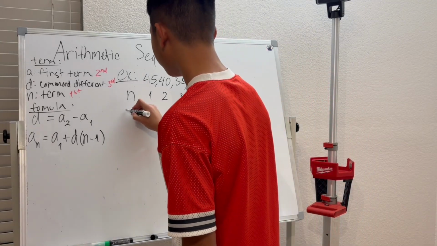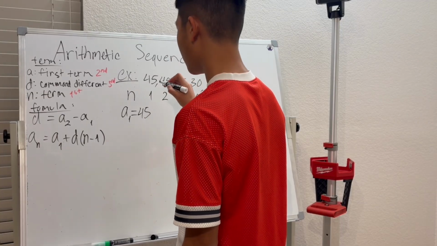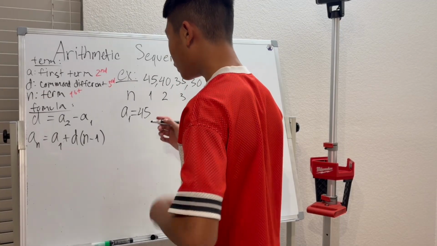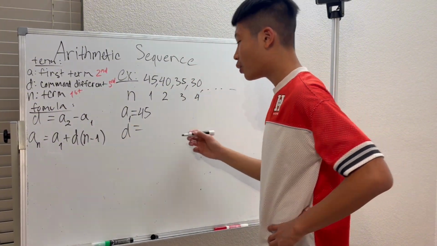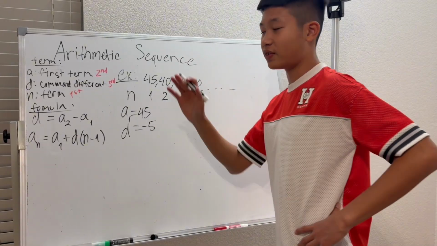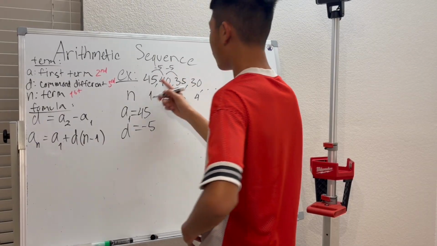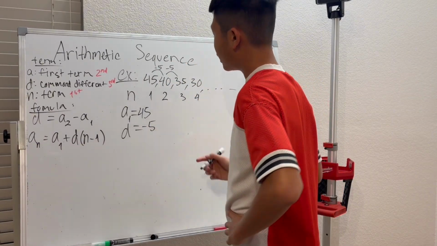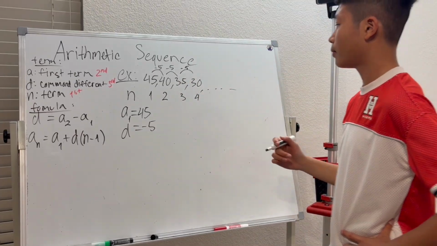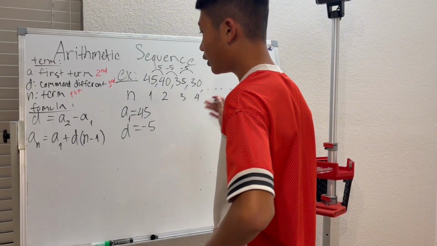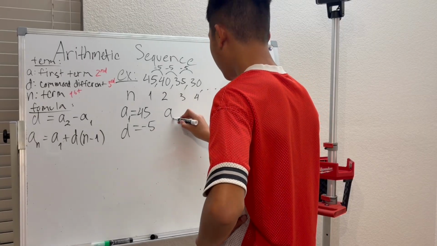Now let's find the first term, which is 45. And let's find the common difference. Use this formula: A2, 40, minus 45, which is -5. So we subtract 5 as we move down, and it's true, we are subtracting 5. 45 minus 5 is 40, 40 minus 5 is 35, and 35 minus 5 is 30, and so on. Okay, now we have everything. So here's the formula. Let's say we want to find the 12th term.